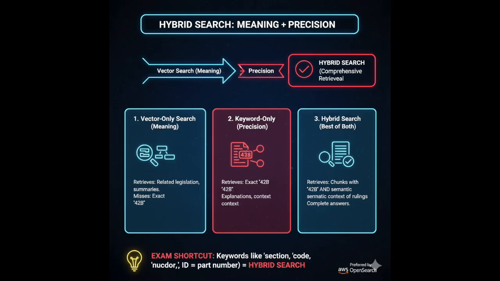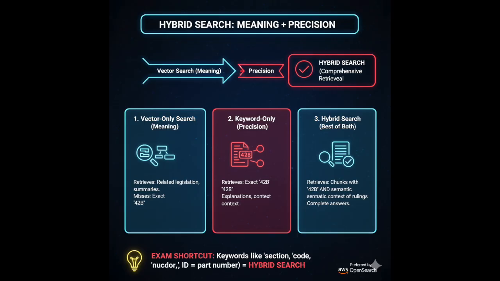Back to our courtroom example. A lawyer asks, what rulings mention Section 42B of the Act? Vector-only search might retrieve documents about related legislation and completely miss the exact phrase 42B. Keyword-only search might find 42B, but miss explanations, summaries, and paraphrased discussions. Hybrid search retrieves chunks that contain 42B and are semantically related to rulings and legal interpretation.